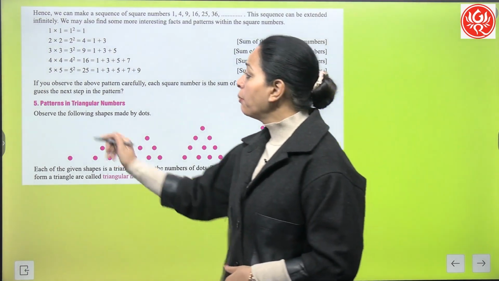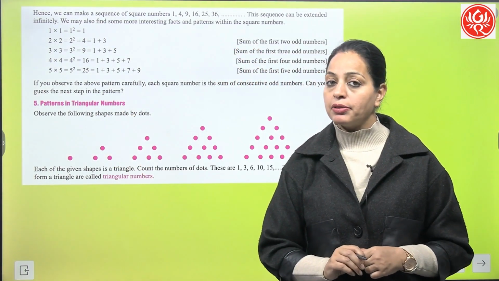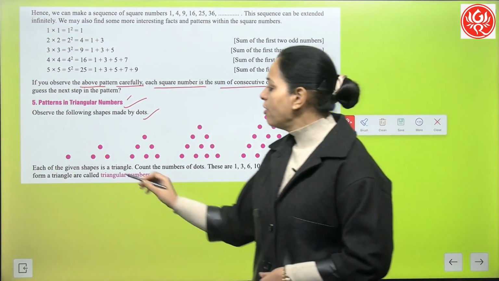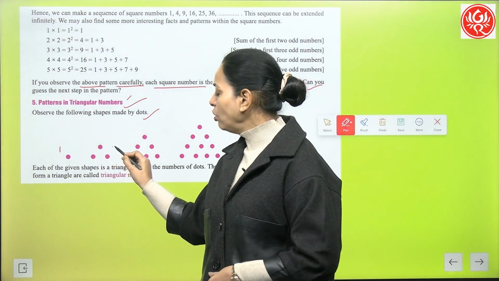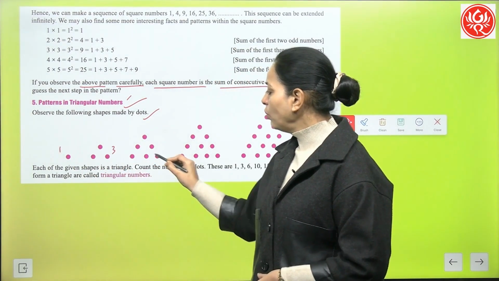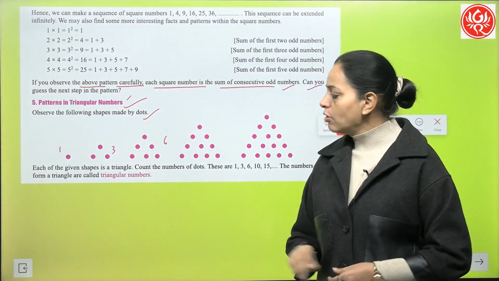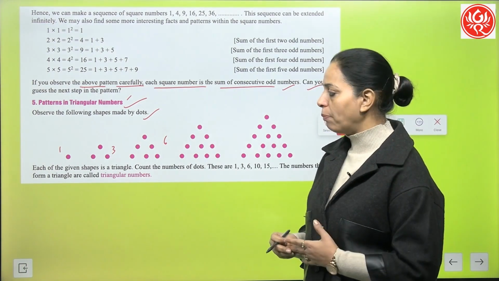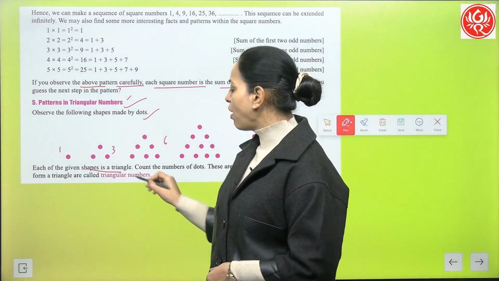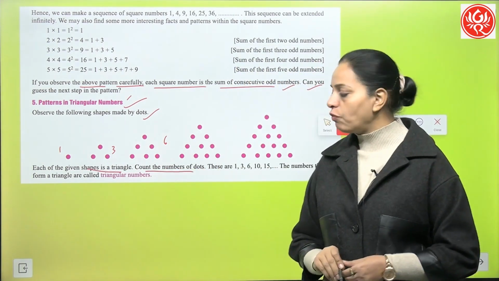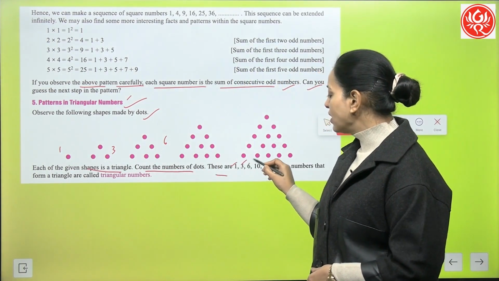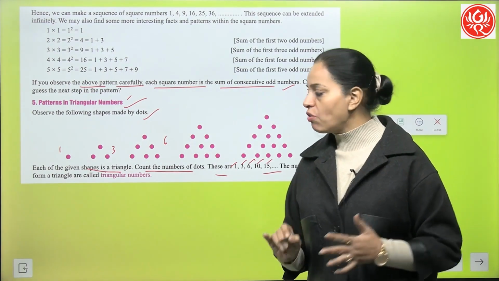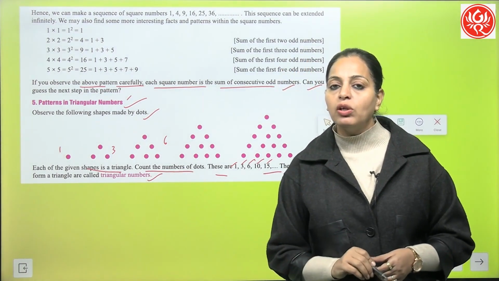Now, the fifth one, patterns in triangular numbers. Observe the following shapes made by dots. See here 1 dot, here 3 dots, here we are getting 6 dots. So you can see which shape we are getting. We are getting a triangle shape. So each of the given shapes is a triangle. Count the numbers of dots. These are 1, 3, 6, 10, 15, etc. The numbers that form a triangle are called triangular numbers.